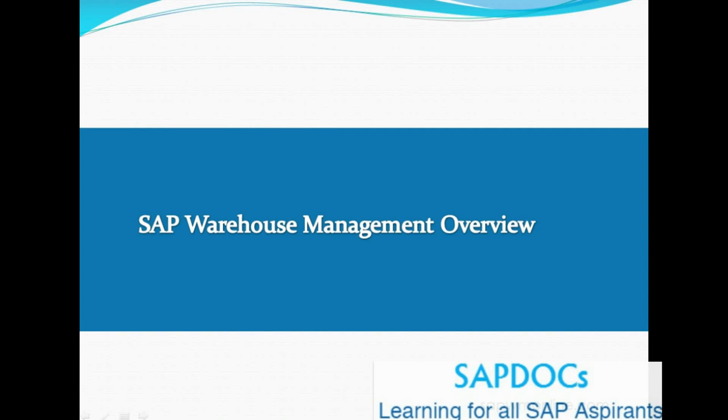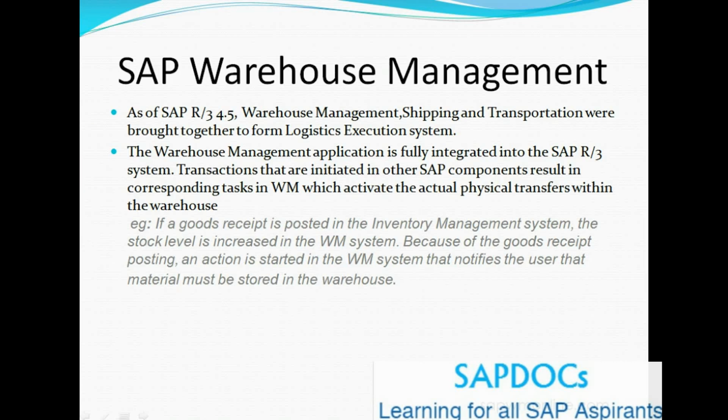We start with an overview of SAP Warehouse Management. So before we get into the details, a brief history of SAP Warehouse Management. The Warehouse Management solution was introduced in the R2 version of SAP itself. As of SAP R3 4.5 version, the warehouse management part along with the shipping and transportation were brought together to form the logistics execution module as a whole. The warehouse management application is fully integrated into the SAP R3 system.